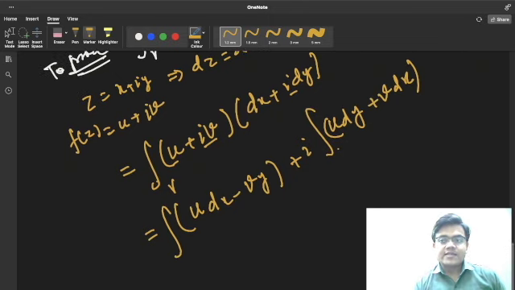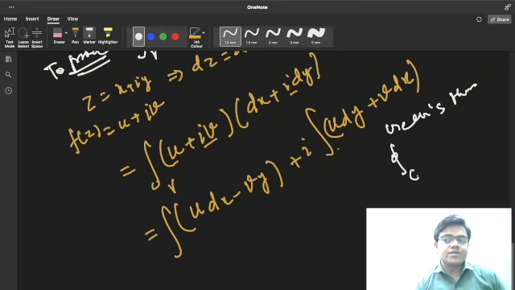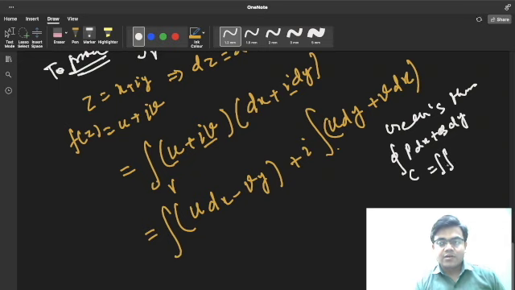Now from here you have to use the Greens theorem. Okay, what is Greens theorem? I hope many of you already know. Greens theorem is, if you have to integrate over a closed curve C, and you are given p dx plus q dy, where p and q are continuous functions and their partial derivatives also exist, then this is equal to a double integral over the region R of del q by del x minus del p by del y.